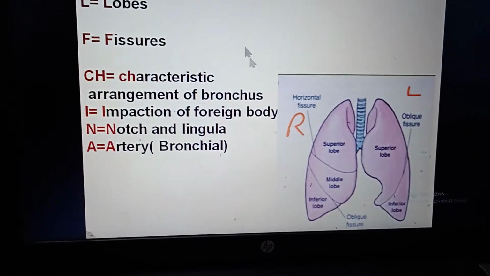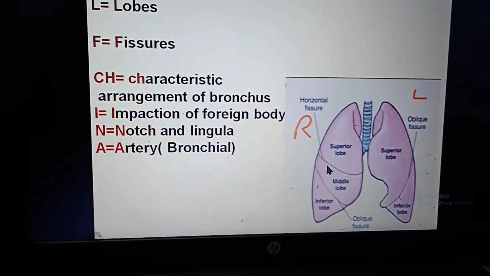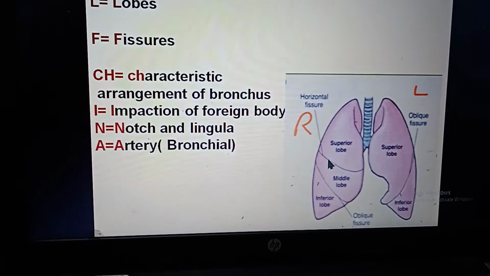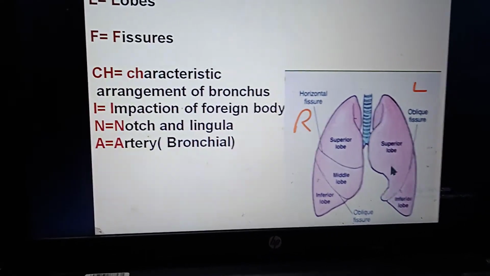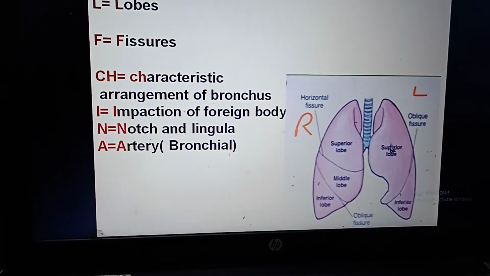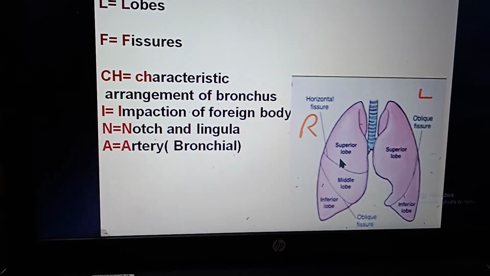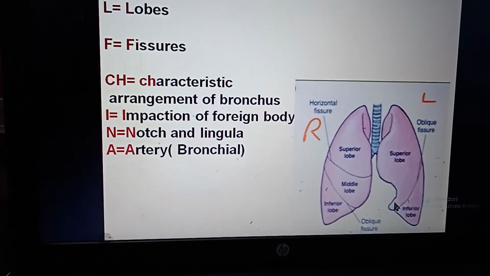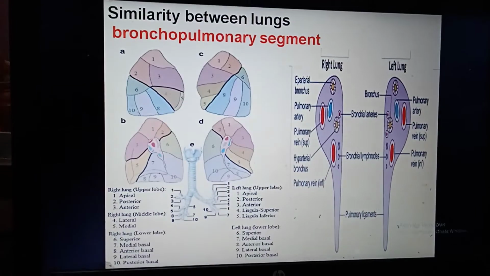Artery, bronchial artery: in case of right lung it is the branch of third posterior intercostal artery, whereas in case of left lung it is the direct branch from the descending thoracic aorta. In the right side it is only 1 in number, but in left side it is 2 in number. So these are the differences.